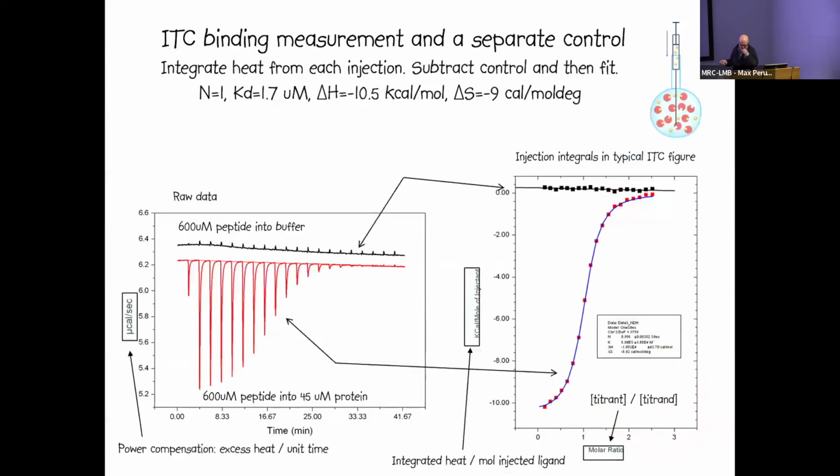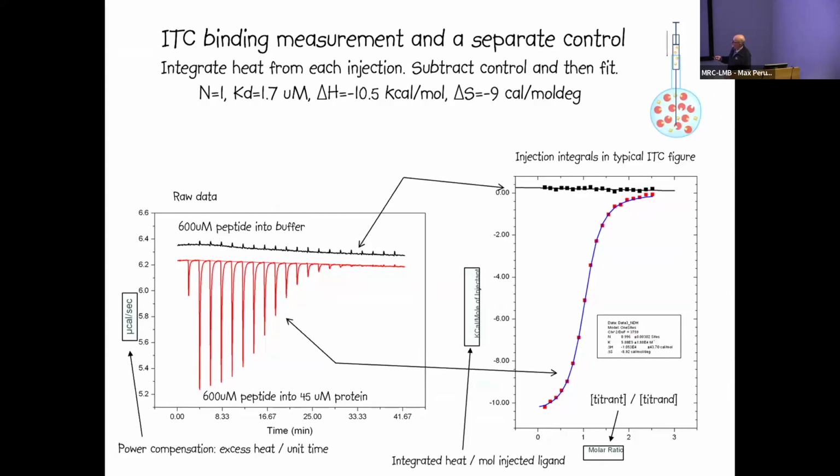So here's some typical data. Here we have the experiment where we took a 600 micromolar solution of a small peptide. It was injected into 45 micromolar of protein solution. A series of injections, 2 microliters each in this case.